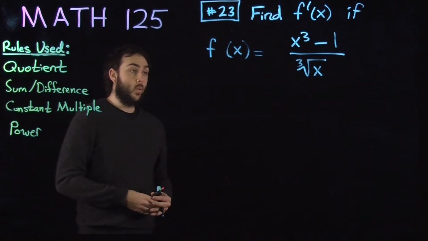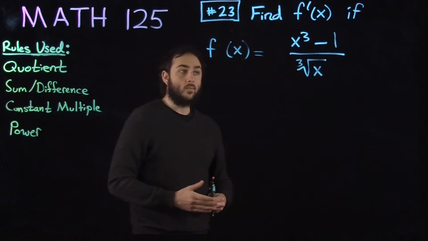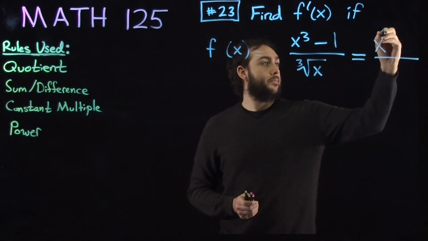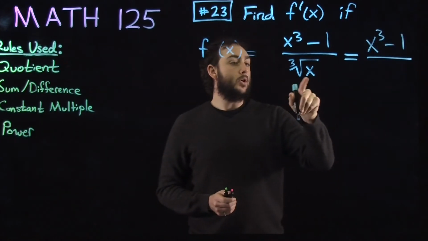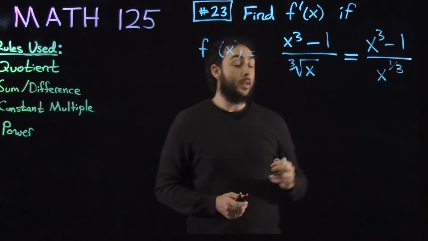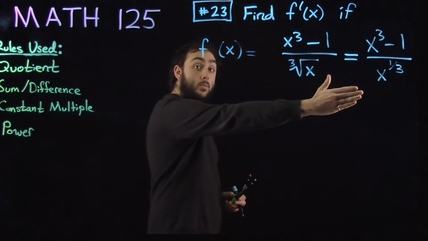But first, before we begin, I think it's helpful to rewrite the denominator not using a radical, but using an exponent. So the cubed root of x is the same as x to the 1/3. This is helpful because it's clear how to differentiate this function. We just use the power rule.